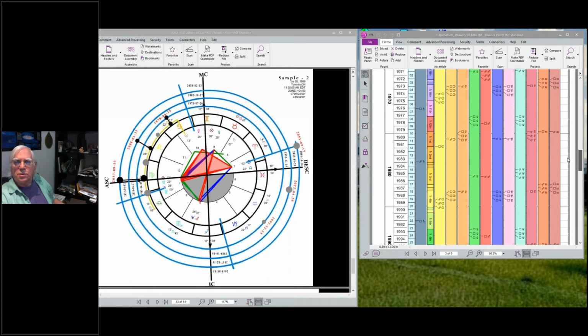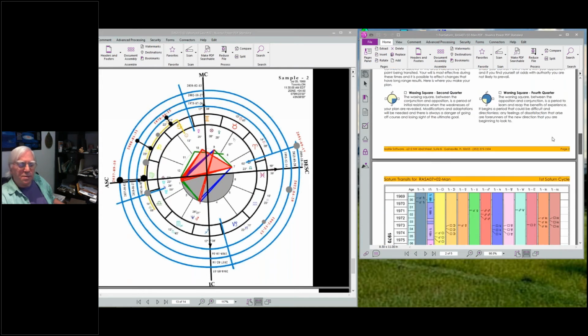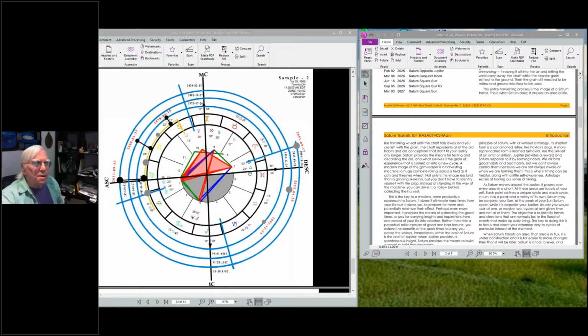Okay, so this is one thing you do. You run a printout of the transits. Okay, so we get that. I like to work with the 7-year graph. Once we have the graph, you could use that to make the graph, but I like to print this with more exact information.